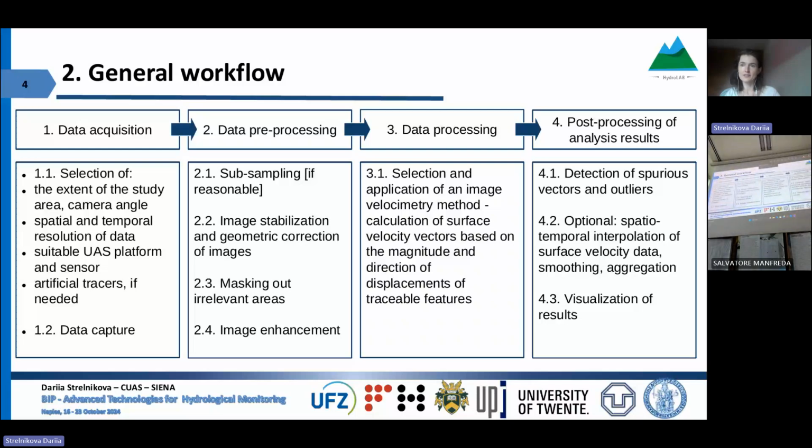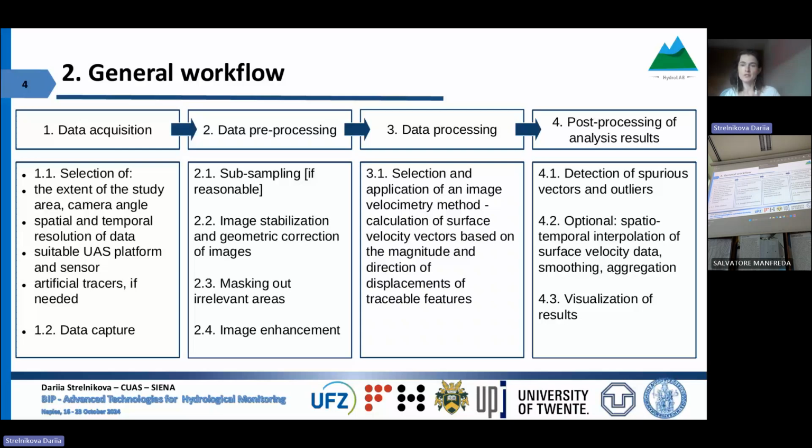Here we select our study area, how large it is or should be, what is the camera angle which allows us to capture the information that we want to capture, what is the target spatial and temporal resolution of data that we're going to capture, which drone is suitable to capture the data that we need, which sensor do we need, are there any traceable features within the flow, and if not, which artificial tracers can we use? And then at this stage, the data capture itself is being done.